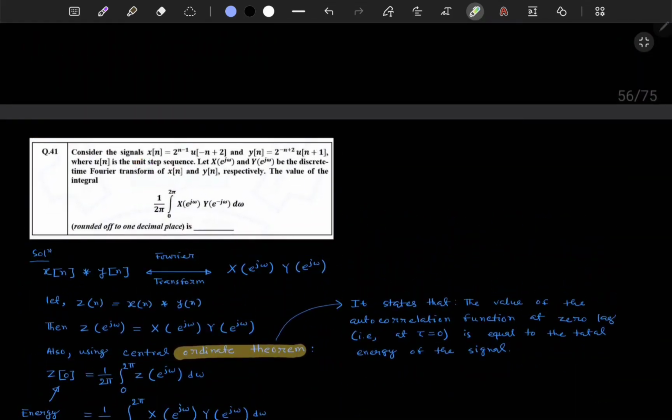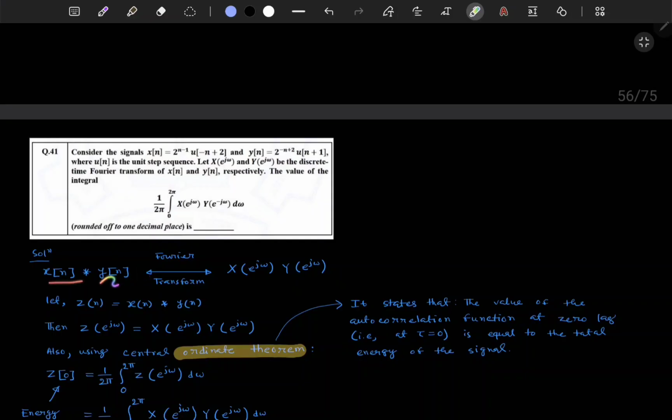Now consider the signals x of n equals this and y of n equals this, where u of n is the unit step signal. Let X of e to the power j omega and Y of e to the power j omega be the discrete time Fourier transforms of x of n and y of n respectively. We need to find the value of this integral.